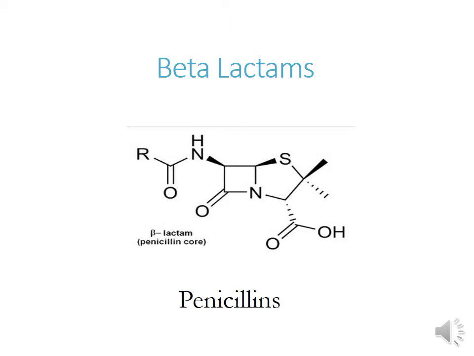So the first group is going to be our beta-lactam antibiotics. Obviously, you can tell here with this kind of square structure, that's the beta-lactam group. Now, if you were to have an allergic reaction to a beta-lactam, which part of the molecule do you think you're actually having a reaction to?